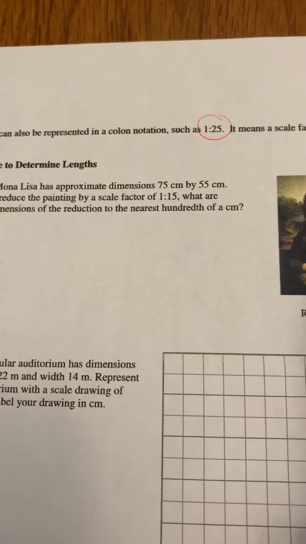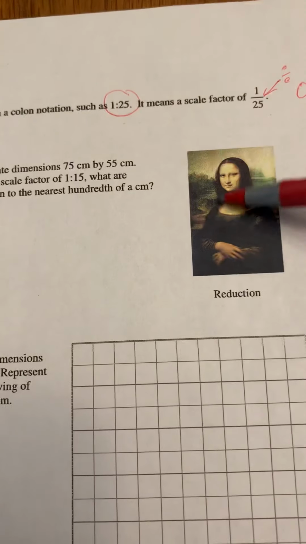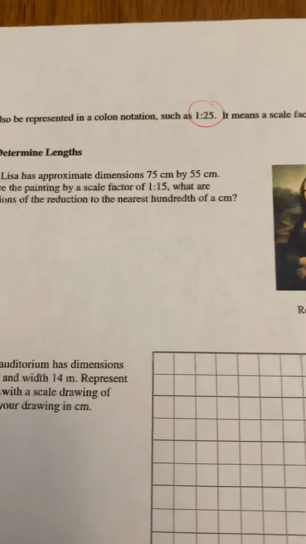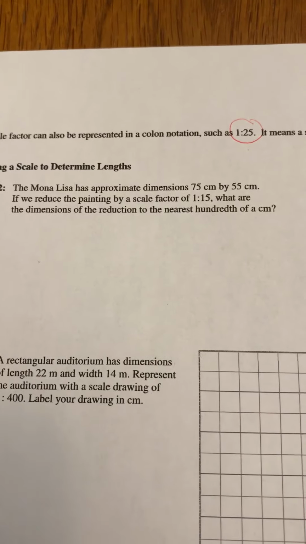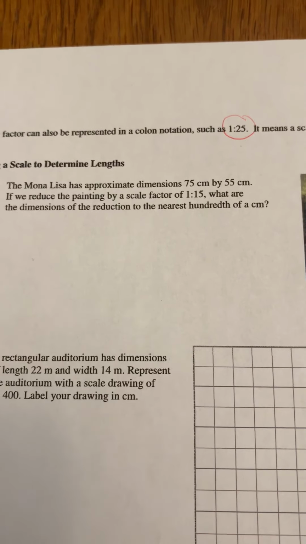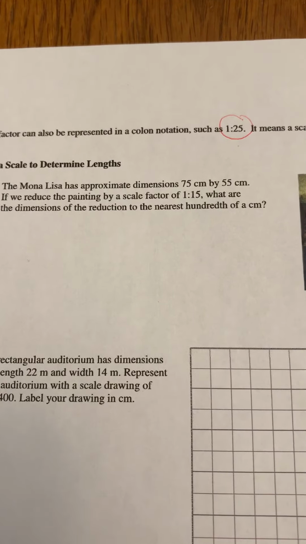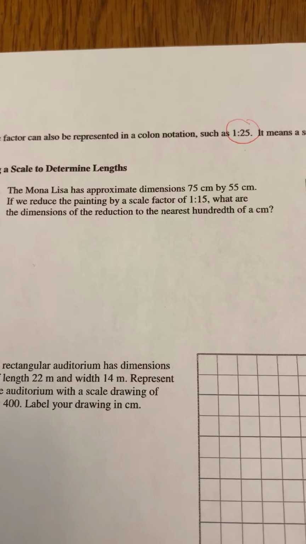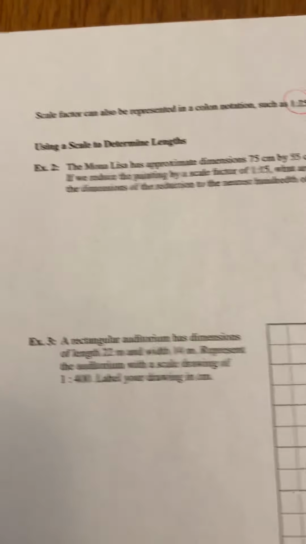The Mona Lisa has approximate dimensions, which are 75 centimeters by 55 centimeters. And it says, if we reduce this painting by a scale factor of 1 to 15, what are the dimensions of the reduction to the nearest hundredth of a centimeter? So we're going to go to the 2 decimal places.